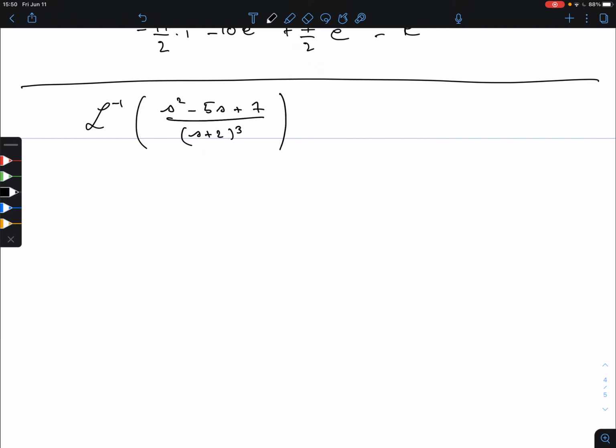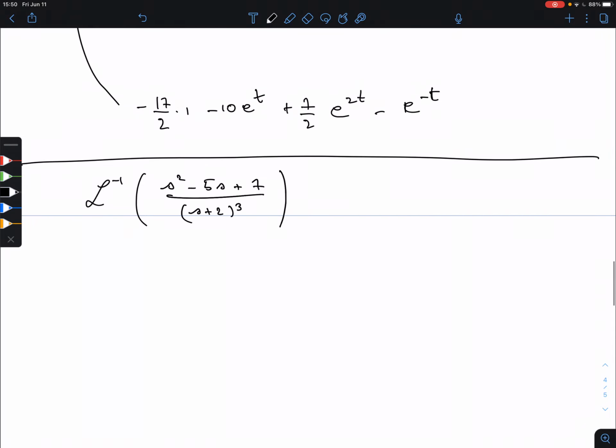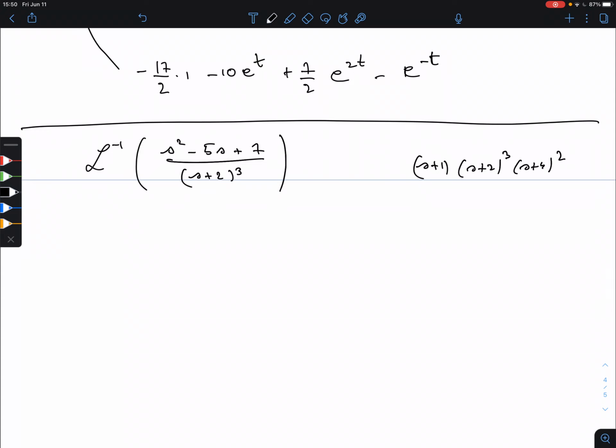So this is a special case of a multiple root. In general, of course, we could have something like s plus 1 times s plus 2 cubed times s plus 4 squared. Suppose this would be the denominator, just to fix our notation again: this would be multiplicity 1, this would be multiplicity 3, this would be multiplicity 2. And so let's point out what we need in this general case.